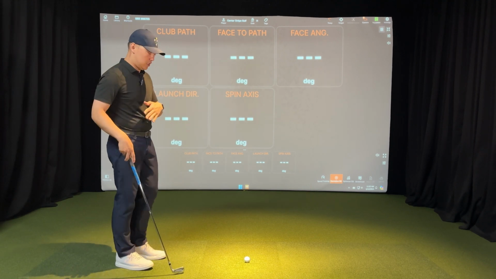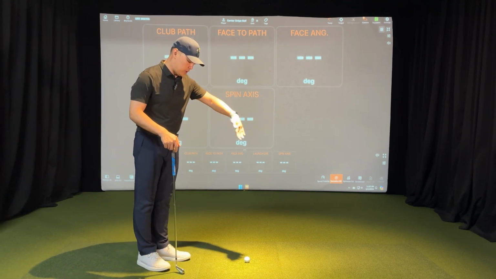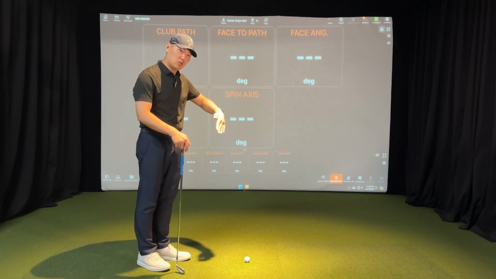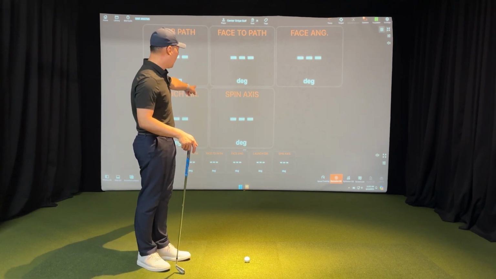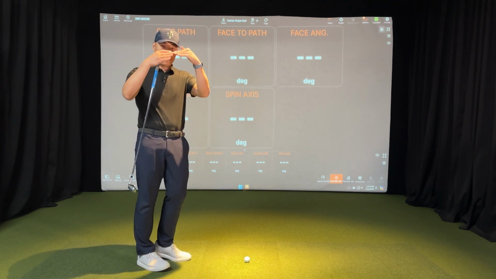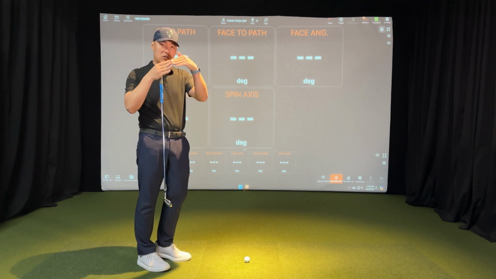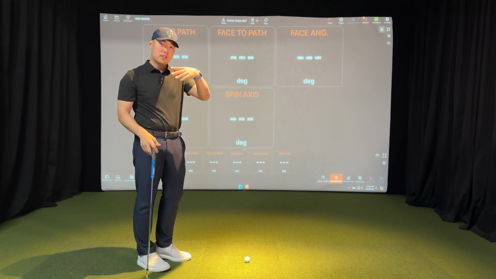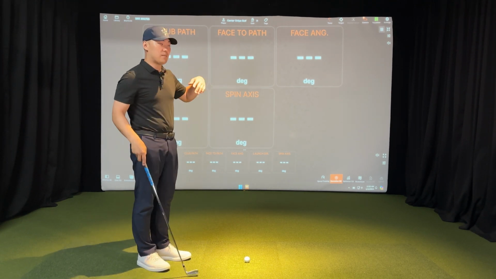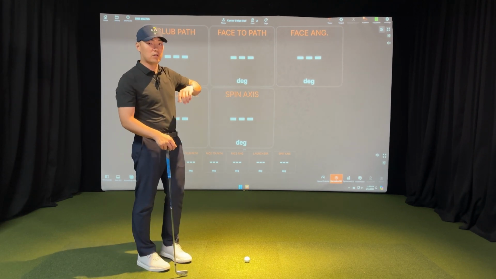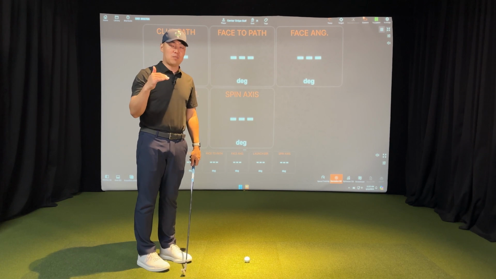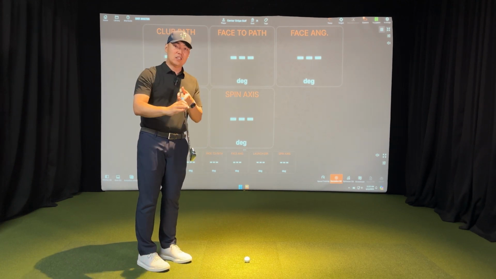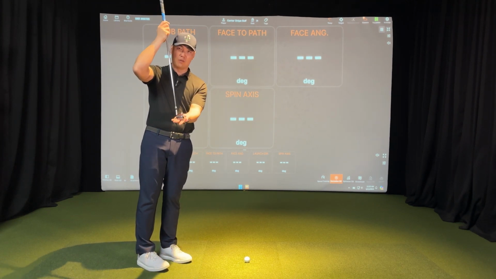So the launch direction is how many degrees to the right of target or left of target the ball is launching. And your spin axis is how much of a tilt there is in the ball to influence curvature. So your start direction, as I mentioned, is a direct byproduct of your face angle, and your spin axis is a direct byproduct of your face to path, causing curvature of the ball.